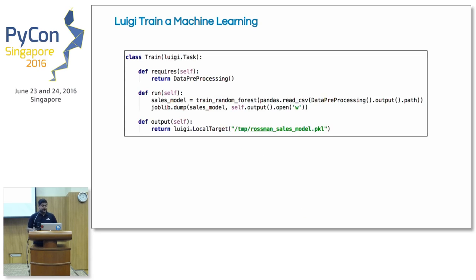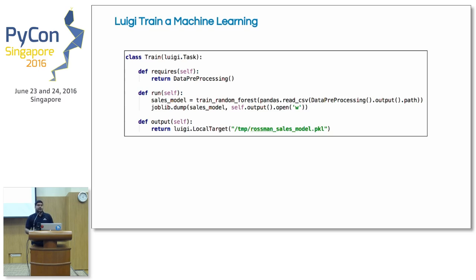Now, how do we train a machine learning model? We can say this train class, which is a Luigi task again, requires something called data preprocessing, because it requires preprocessed data. So how do we run now? In the run part, we say let's run a random forest or some kind of ridge regression, some kind of model. We pass the data frame to that method. And we have something called a model, which is right now a pickle object. We store this pickle object into the output you can see for this output method. So this is the target where we store it.